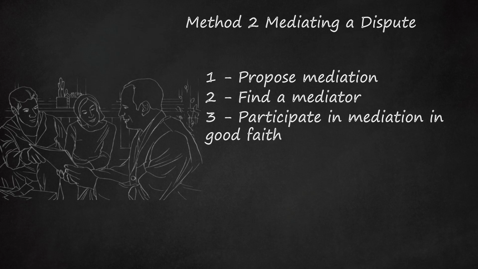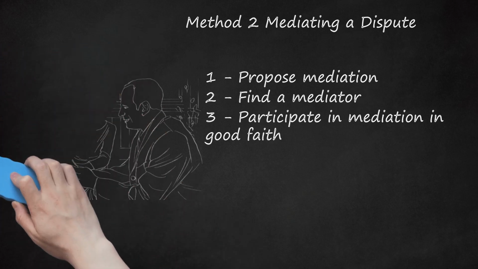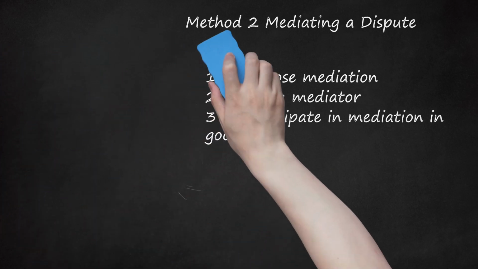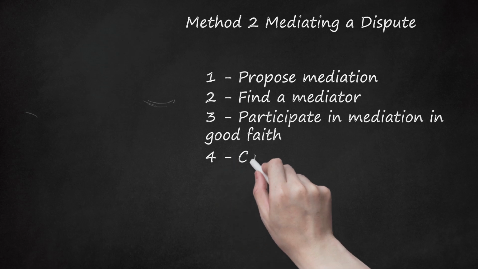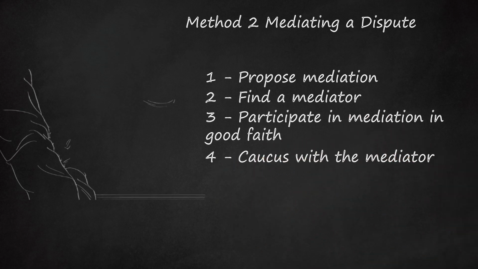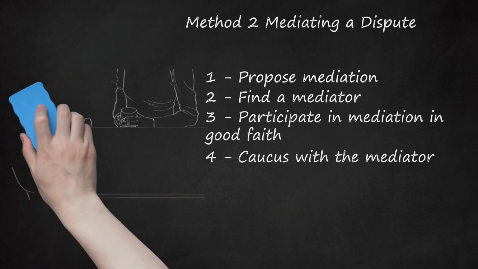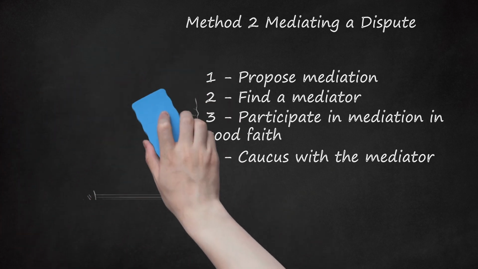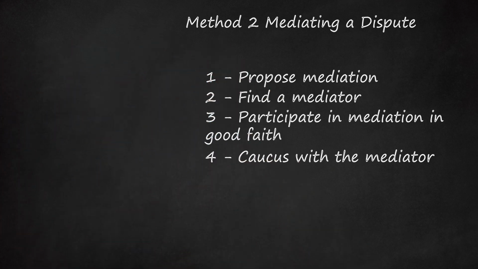Maintain your cool. Sometimes people vent in mediation. Try to stay calm by taking deep breaths. 4. Caucus with the mediator. As mediation progresses, the mediator might decide to caucus with each person. This consists of meeting alone with you in your own room. The mediator shuttles between the rooms, telling you what the other side is thinking. Caucusing can be effective if you reach an impasse or if you are close to a resolution but can't reach agreement on the final few details.